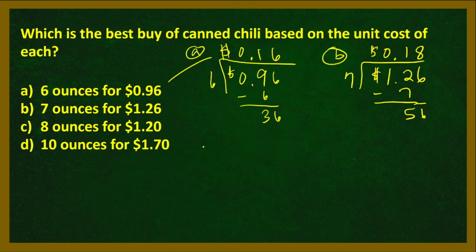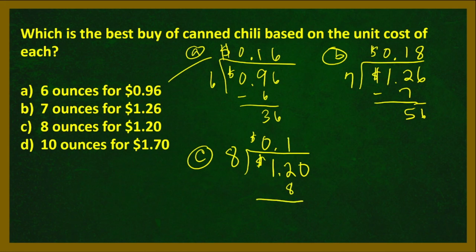Just note these here. Now moving on to selection C, we have 8 ounces divided into $1.20. So 8 goes into 12 one time. 1 times 8 is 8. When we take 8 from 12, we're left with 4. Then we bring down our 0. 8 goes into 40 5 times. So we have 15 cents as our unit cost for C.